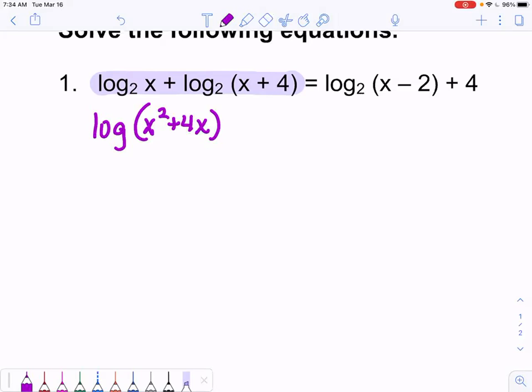And then we have the equal sign. We have the log on the other side, and then x minus 2 and plus 4.